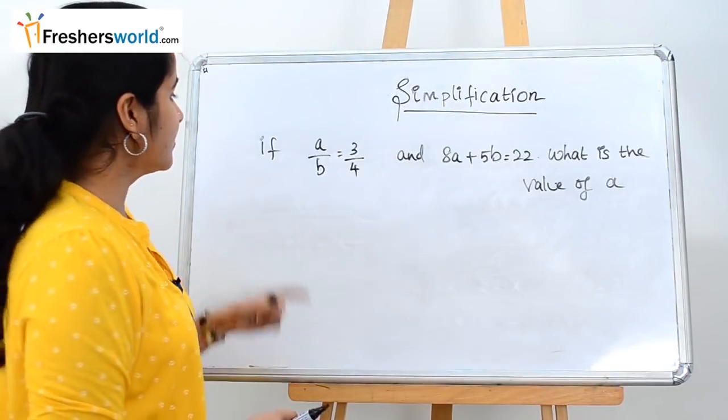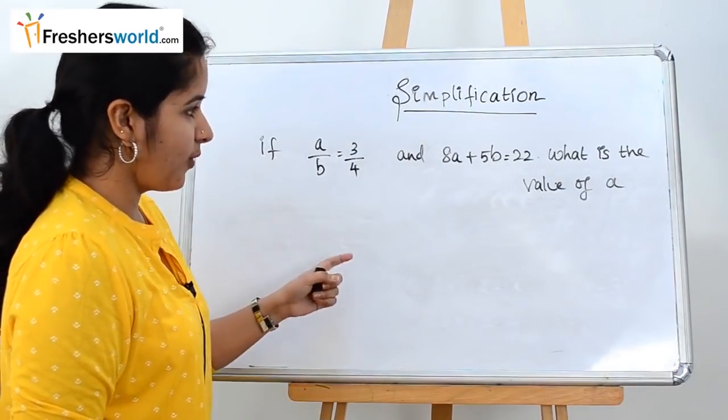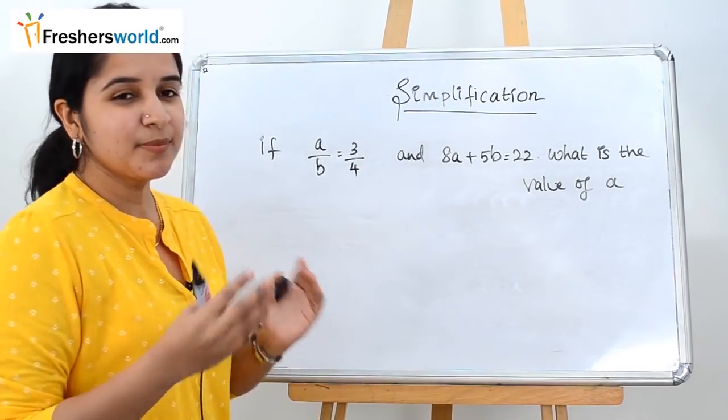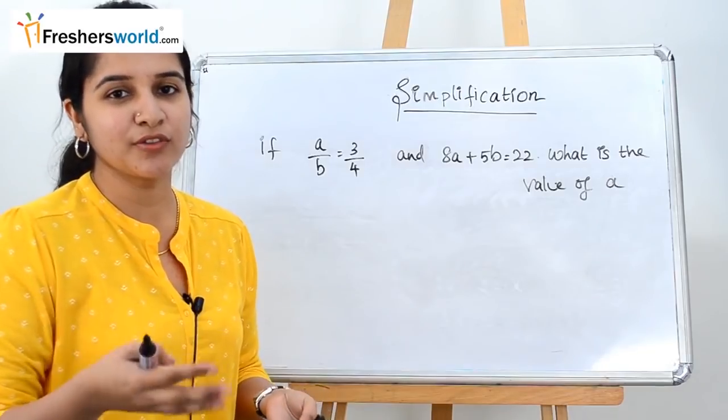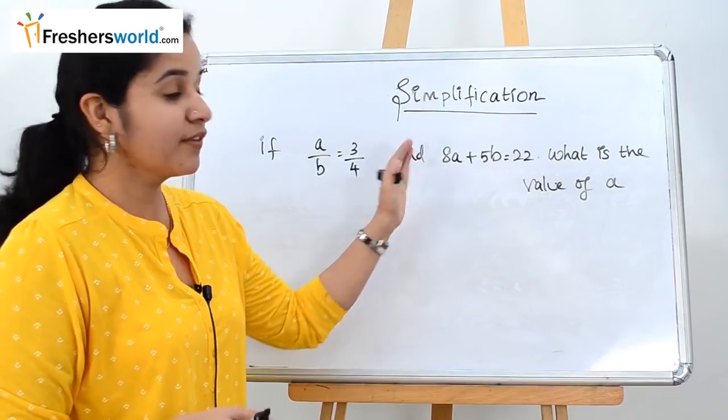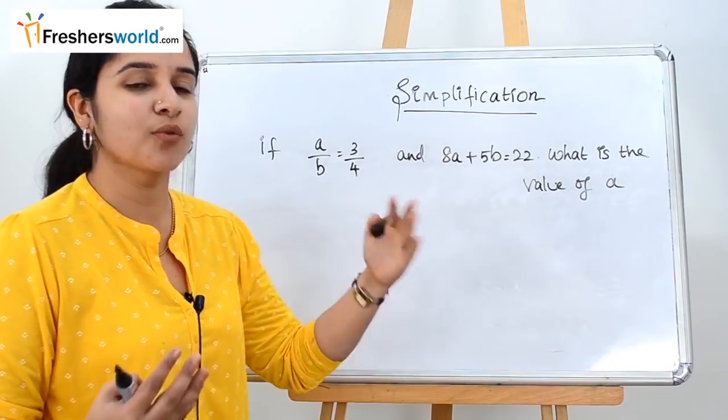So the next question is, if a by b is equal to 3 by 4 and 8a plus 5b is equal to 22, what is the value of a? In simplification, most of the questions are such that either you have to solve it to a simple sum, or else they will give you a value already and an equation, and you have to find the value of a, x or whatever variable it may be.